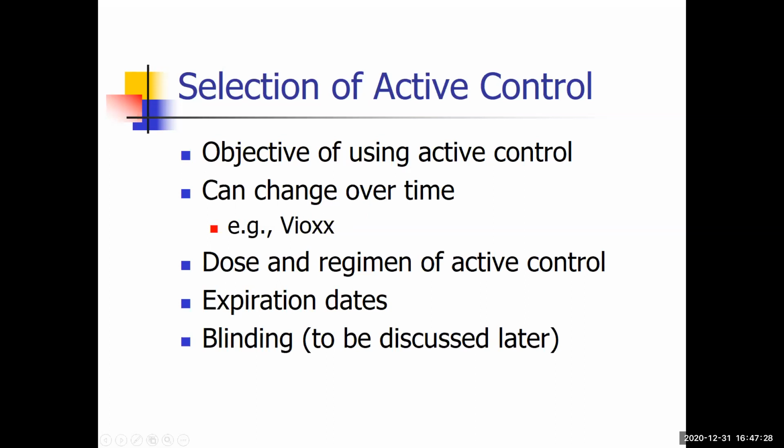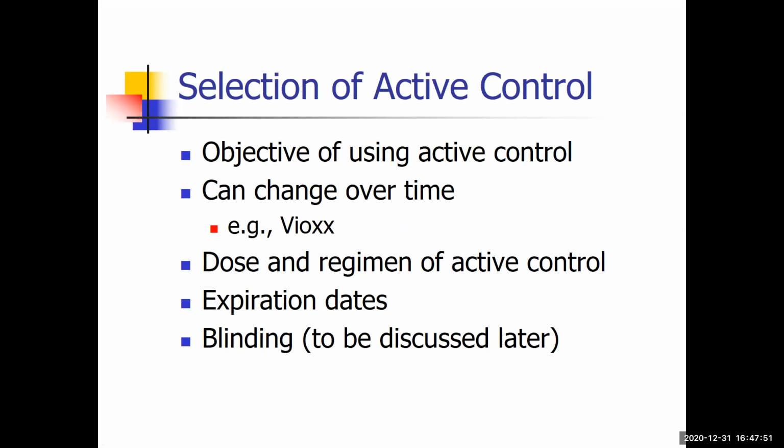Vioxx was discovered and developed by Merck. And Vioxx was, I think, approved in 1999. And in 2004, Merck withdrew Vioxx. Vioxx is known as a COX-2 inhibitor.